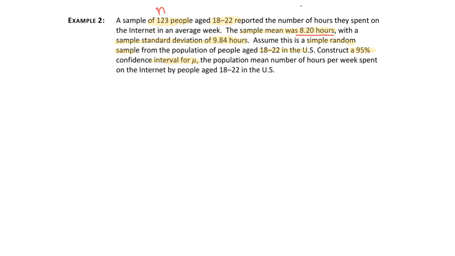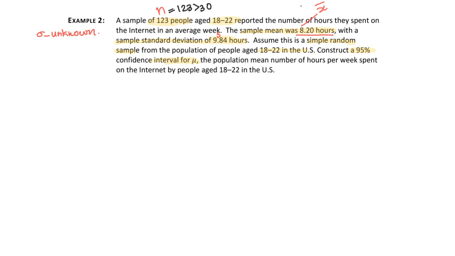So n is 123 people, the sample mean is x bar, and the sample standard deviation is s. So here sigma is unknown. So we will be using the student t distribution to construct the confidence interval. First we need to check the assumption. We have a simple random sample, n equal to 123, which is greater than 30. So the sample size is greater than 30. So the assumptions are met.